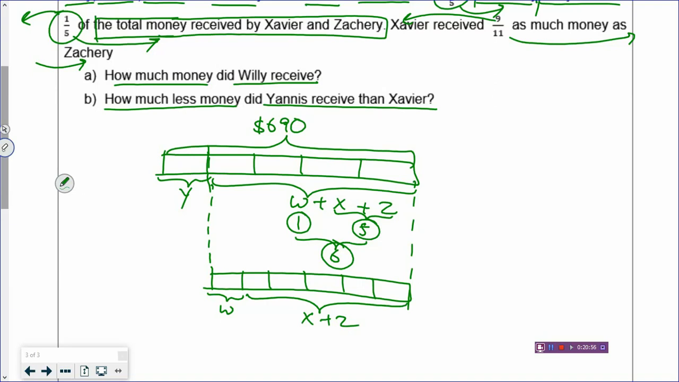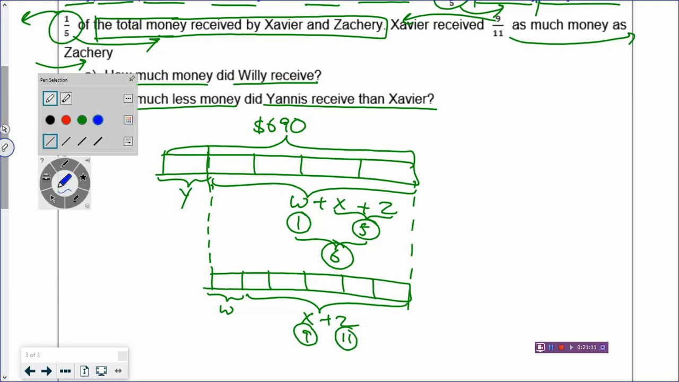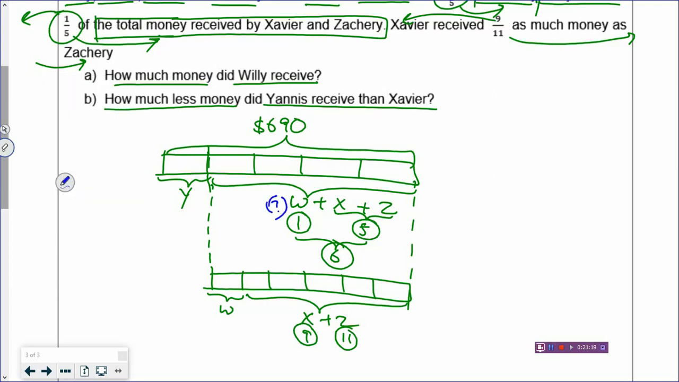Correct? Then Xavier received 9. Oh, nice, so you can put 9. And then Zachary 11. Right? So how much money did Willie receive? So your question mark. Let's put the question mark down here. So Willie received how much? And how much less money did Yanis receive than Xavier? So we can't put the question mark for part B, so we don't put.